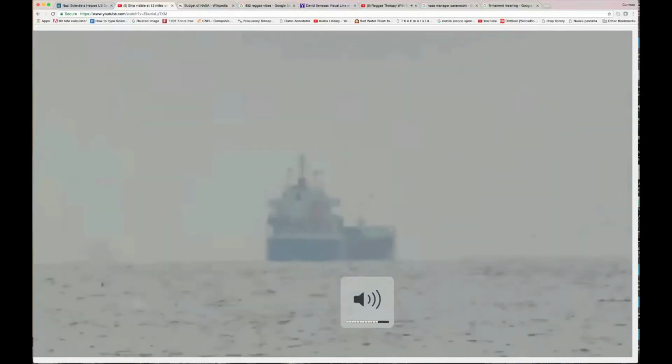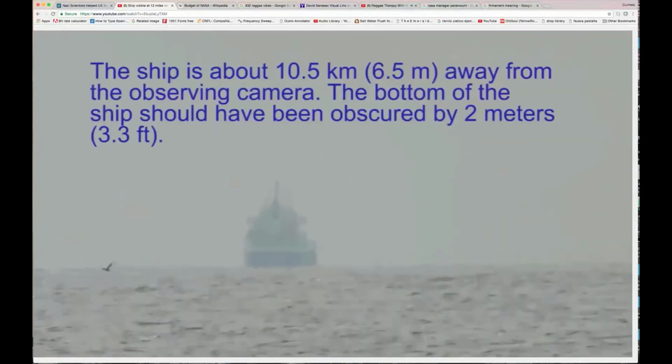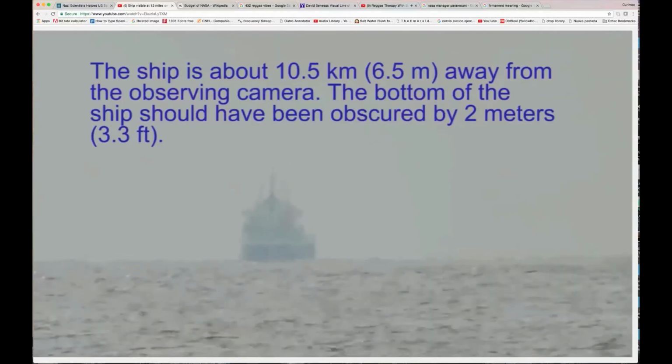We got to open our eyes and open our heart. The truth is inside. We can't lose the ship. We ain't losing them. This ship's about 10.5 kilometers away from the observing camera.